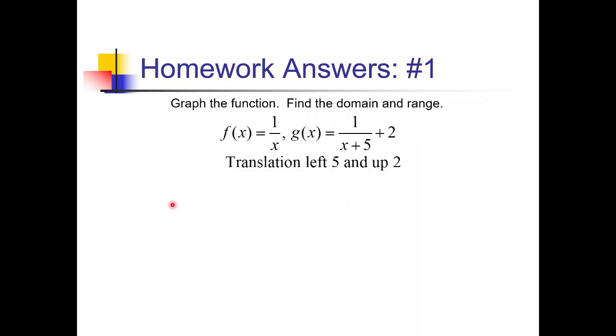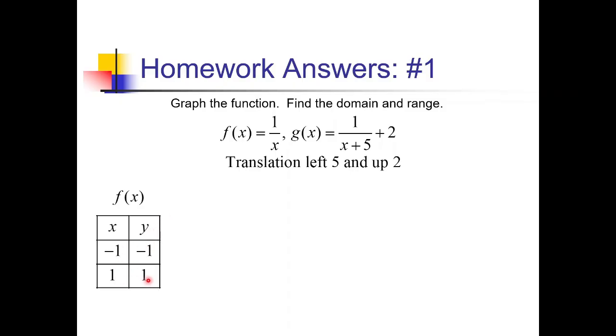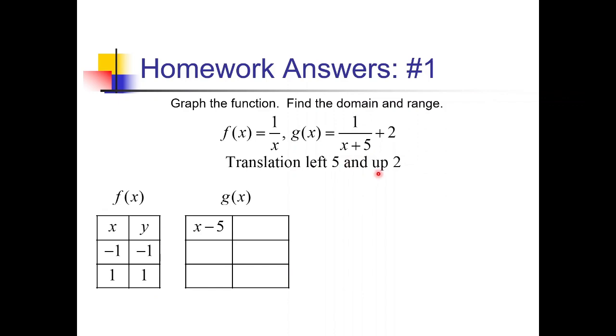So writing down my parent table now, we've got -1, and 1, 1. And for my g of x table, since I'm going left 5, I have to do x minus 5. And up 2 means I have to do y plus 2. So we've got -1 minus 5, which is -6. 1 minus 5 is -4. -1 plus 2 for the y values gives us 1. And 1 plus 2 is 3.